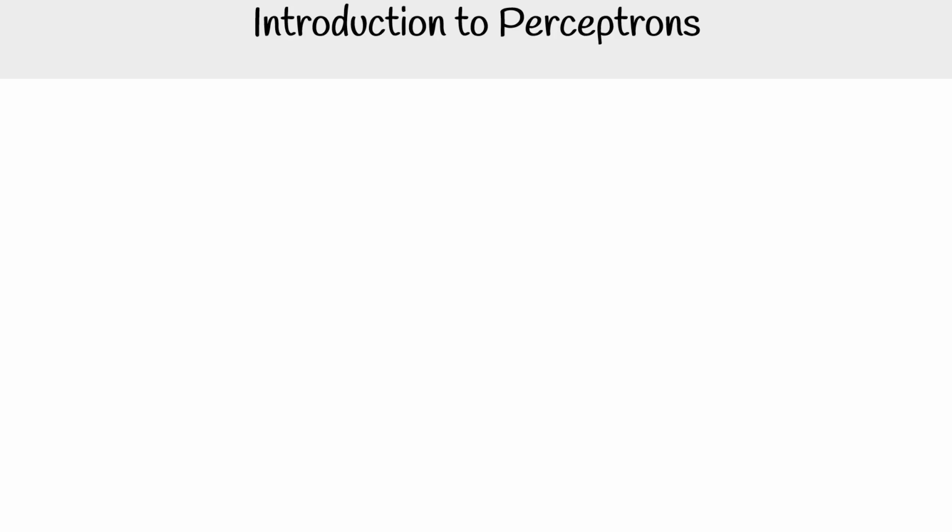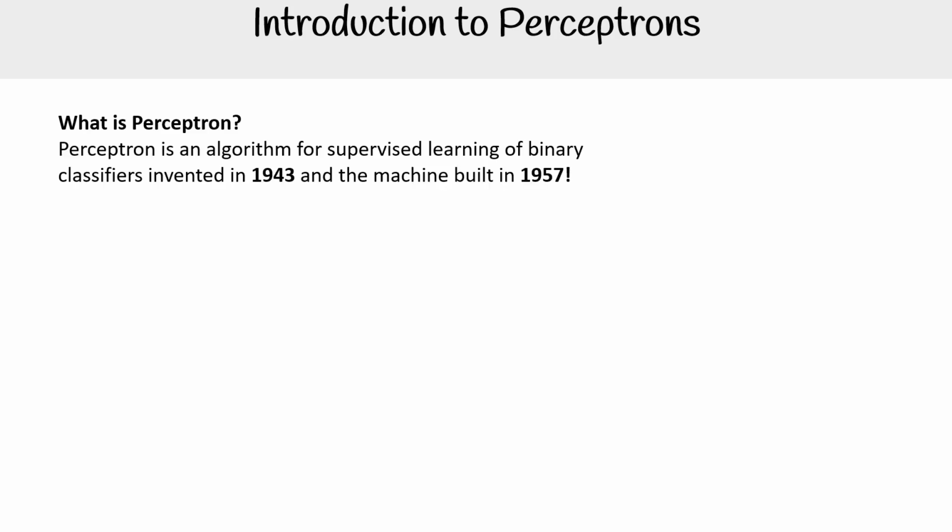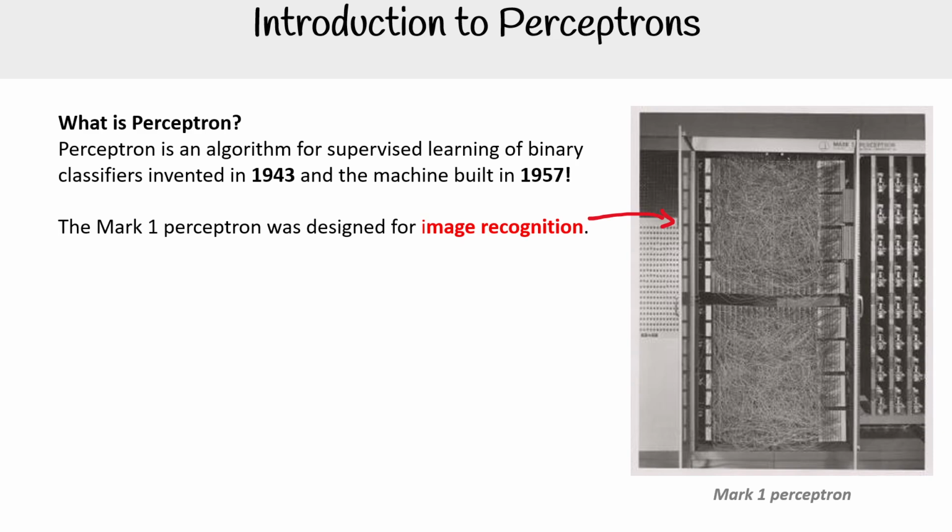Let's take a look at what a perceptron is. A perceptron is an algorithm for supervised learning of binary classifiers, invented in 1943, and then the machine was built in 1957. The Mark I Perceptron, which is the name of the machine, was able to do some form of image recognition.